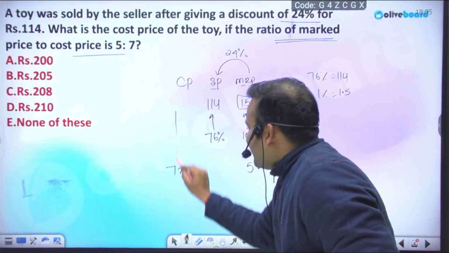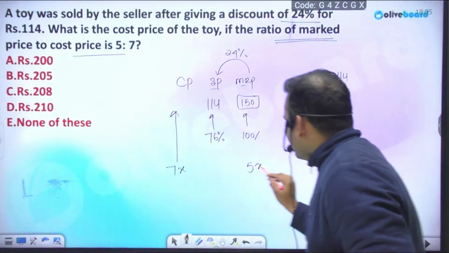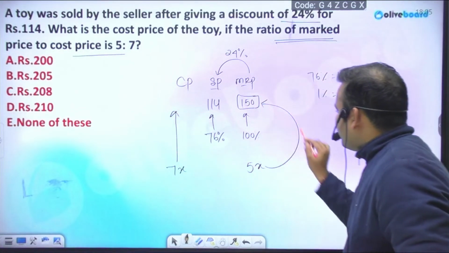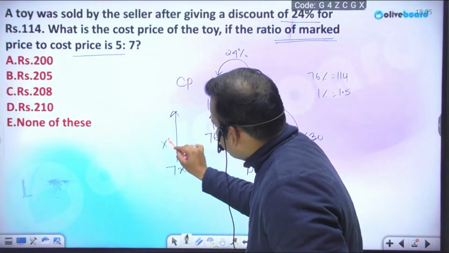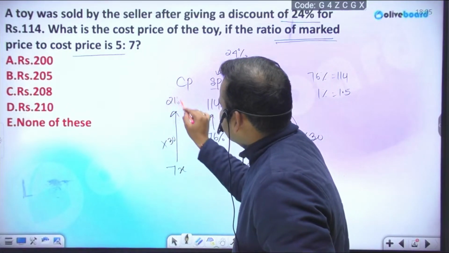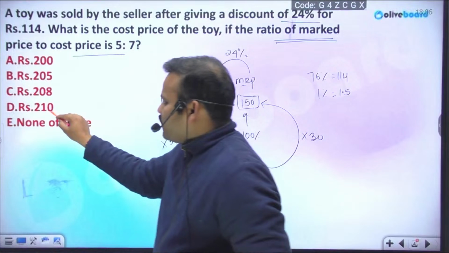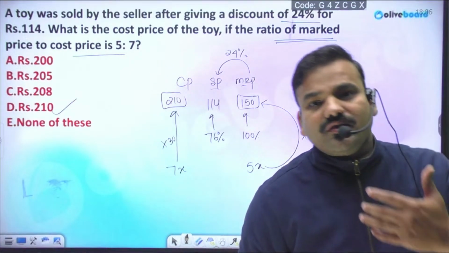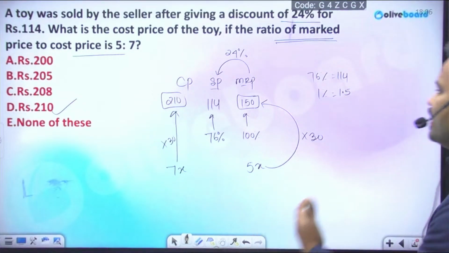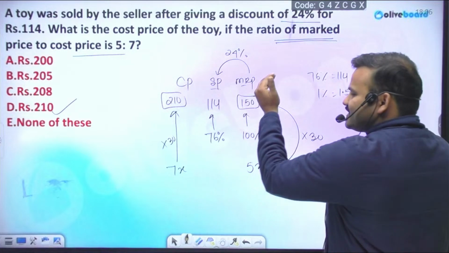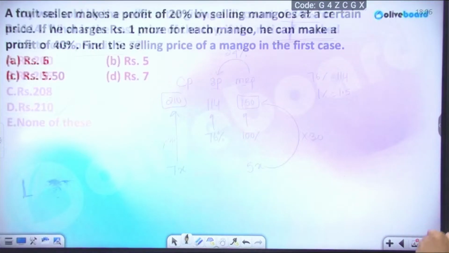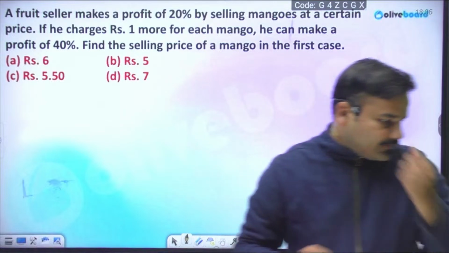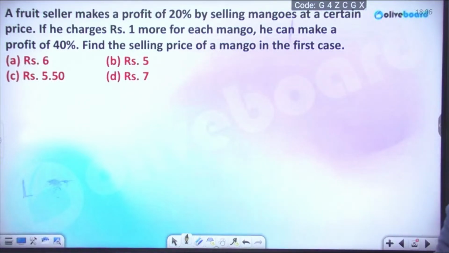We don't know the value of 7x. This we need to find out. 5x is representing what? 150. That means x is 30. So 30 times 7 will be what? 210. So the cost price will be 210. So this was a very basic question just to give a view of how MRP is considered as 100%, how discount is calculated, and how to connect this. Now, very good, Abhijit Singh.